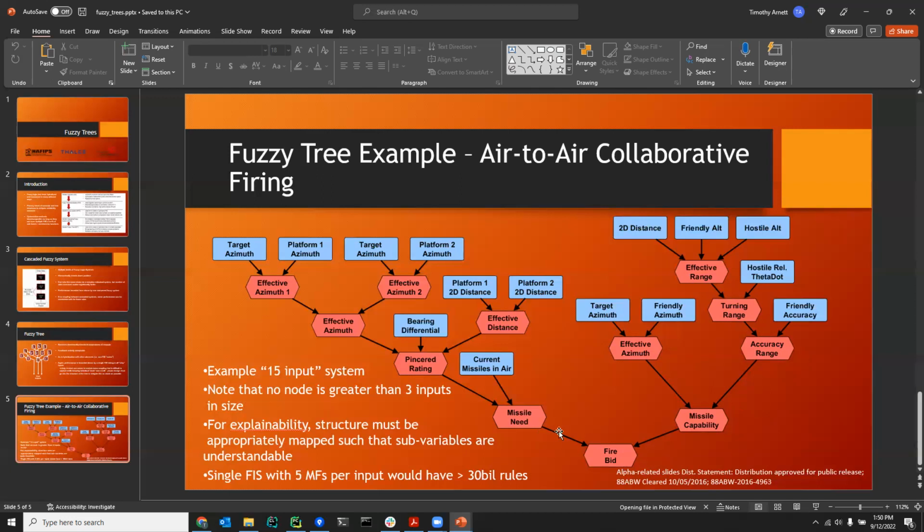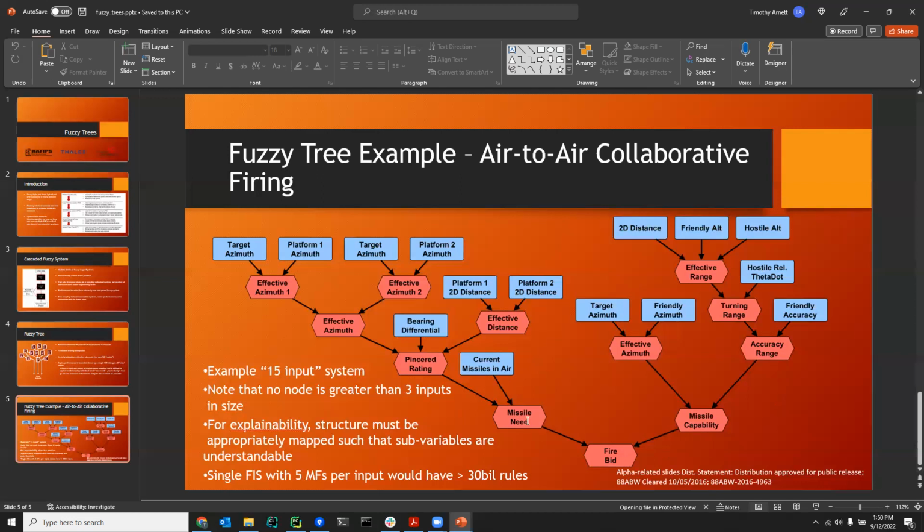Maybe if my missile need is low and my missile capability is low, then my fire bid is low. And so it's very easy to see how you can directly construct one of these systems for a very complicated subproblem in a situation like this. This also allows you to audit the system due to the inherent explainability of fuzzy systems.